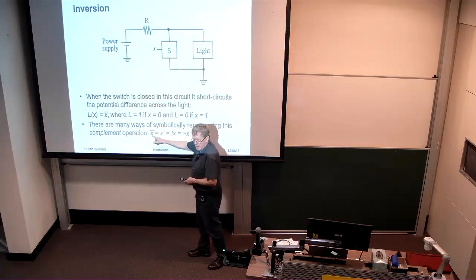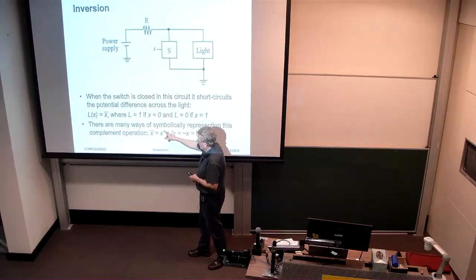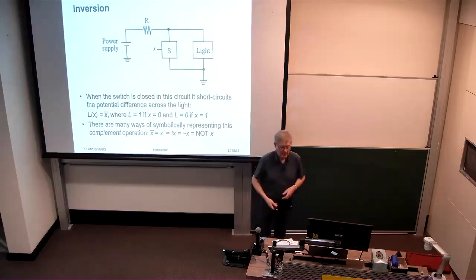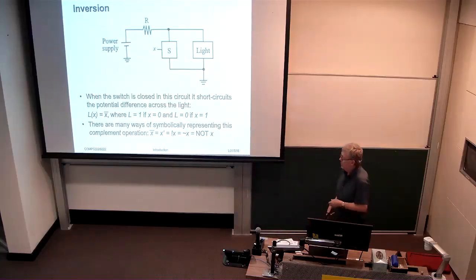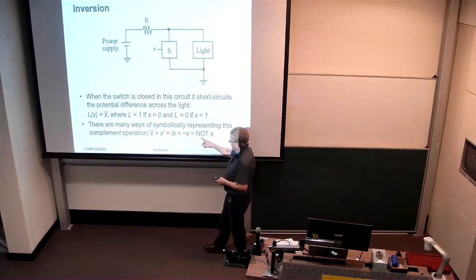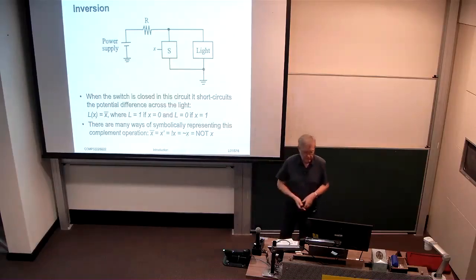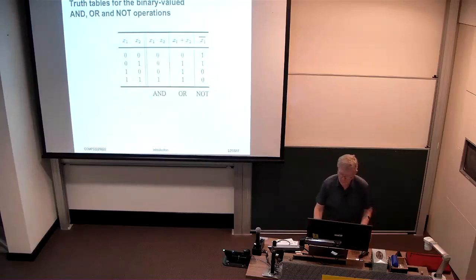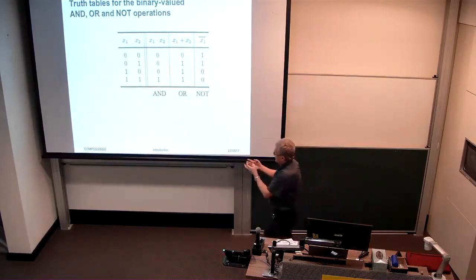We will most usually use these two representations, either a bar across the x to represent the complement, or a tick at the back. A bit less easy to read, but it's equally valid. These are also possible. These are all commonly used. Okay? So all up, we have three basic operations for a switch.